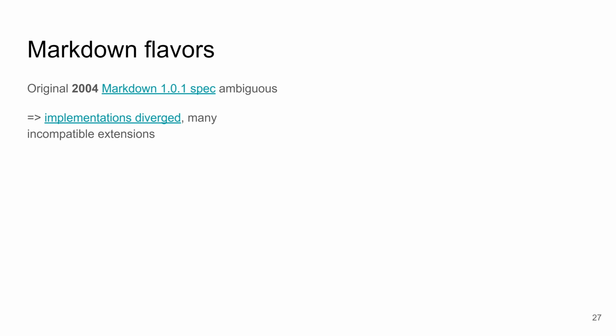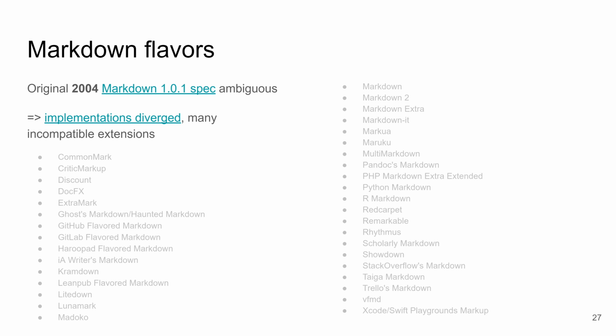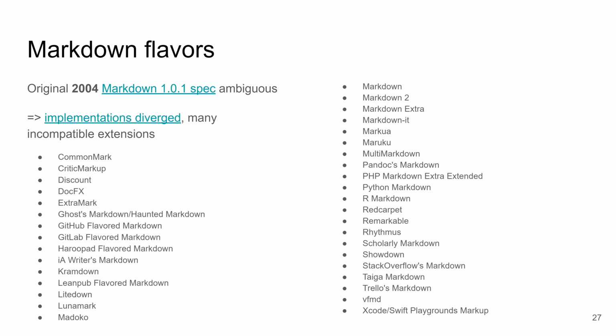And this is what happened with Markdown. The implementations actually diverged and many different incompatible flavors emerged. This is, of course, not what you want when you create a new language, because now your audience is split into those using the individual flavors and they are not interoperable among each other. So this is a bad thing.